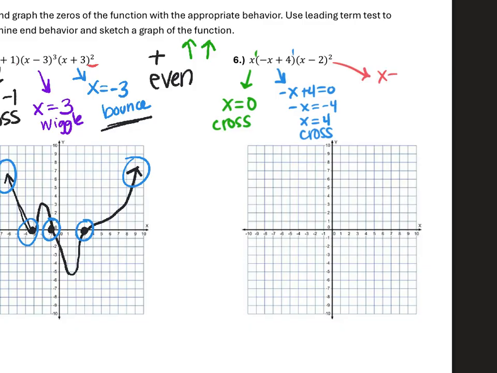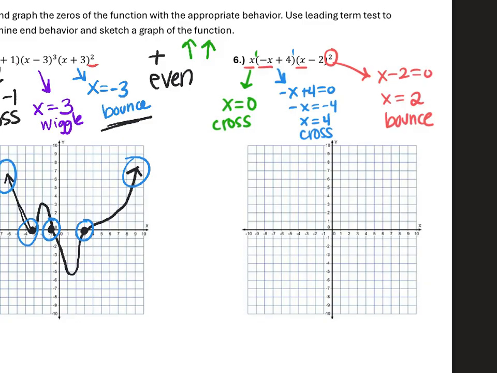Set equal to 0, solve, so we'll have a 0 at 2. This was an even exponent, meaning it will bounce at 2. Okay, so careful. Multiply your first terms. X times negative x times x is going to be negative, right?